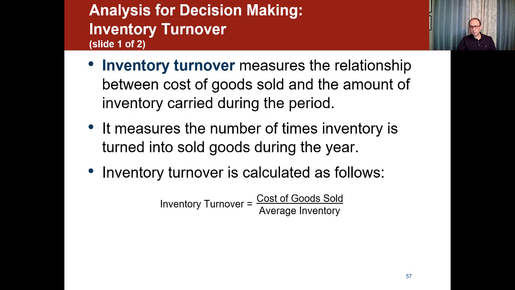So we know on the balance sheet we have the ending inventory. So where can we get the beginning inventory from? Beginning inventory is the ending of last year. So we get the ending of last year and the ending of the current year, add them together, divide them by 2, and that would be our average inventory. It simply shows the number of times we buy inventory and sell it. The higher the inventory turnover, the more effective the selling process.